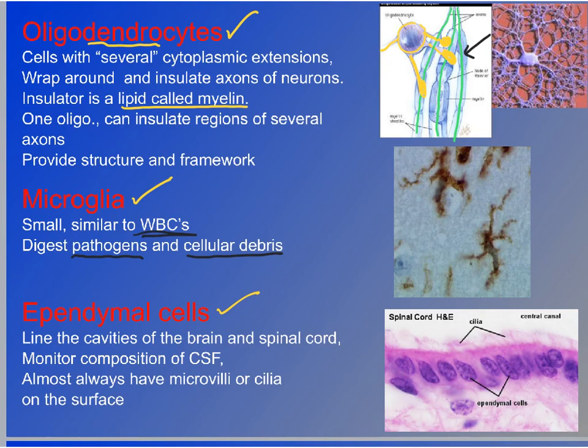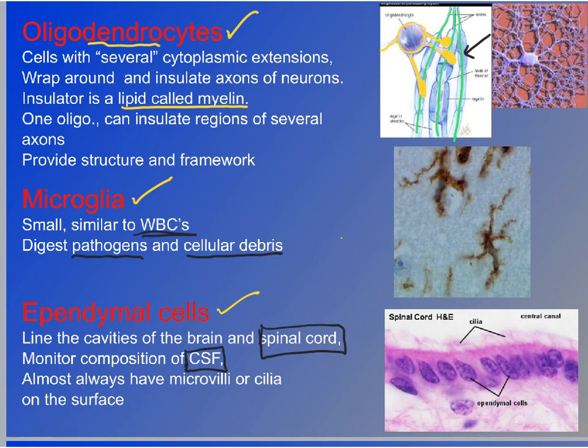And then lastly, there are ependymal cells. Ependymal cells are going to be found lining the cavities of the brain and the spinal cord. You might think that the brain is a solid structure, but in fact, there are small cavities on the inside. Those small cavities make cerebral spinal fluid. There's another small cavity in the spinal cord where you find cerebral spinal fluid. So all of those cavities are lined with ependymal cells.